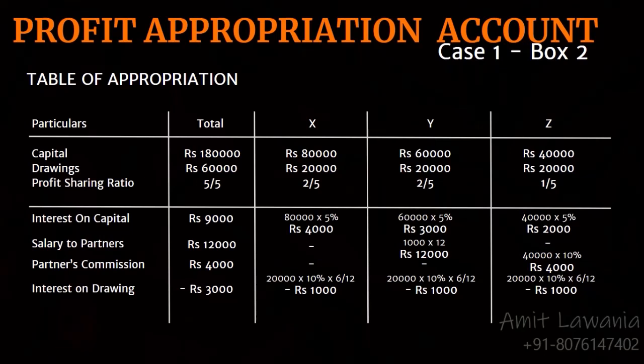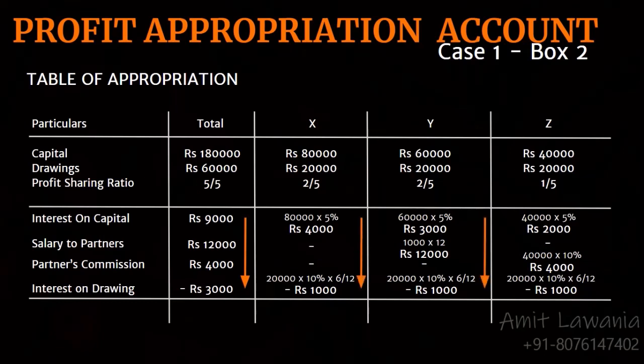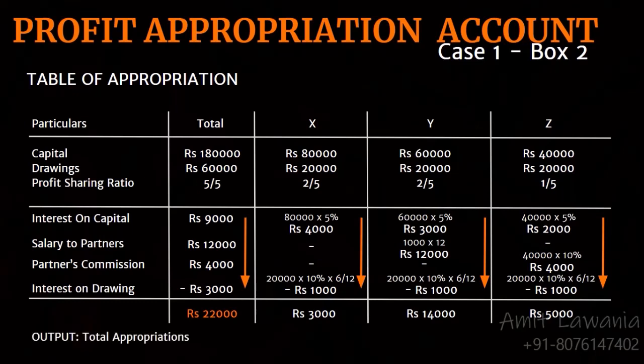Now that we have noted all the items, all we need to do is write down the totals for each column. For totals and for each partner, write down the totals here. So from box 2 we have now got the output we wanted, which is the total amount of appropriations required by the partners, and rupees 22,000, which is the grand total, is the amount that we need from this box to carry to the next one.